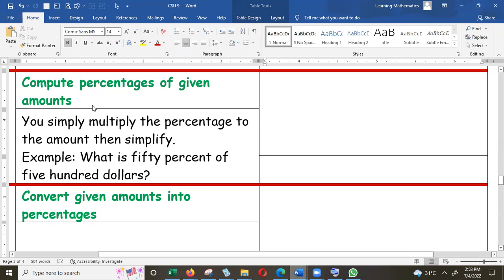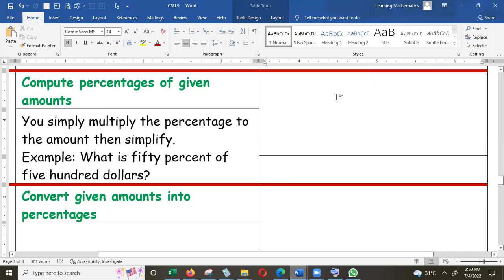Now, please bear in mind the word "of" has its symbolic translation in mathematics. Bear that in mind, which is the multiplication sign. So it reads in words, that is, you simply multiply the percentage to the amount, then simplify. So take, for example, what is 50% of $500?